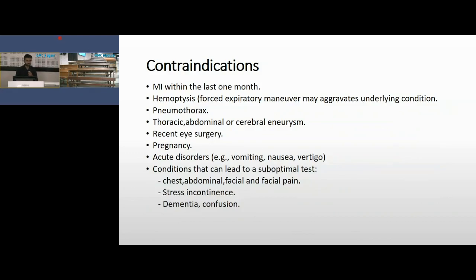Now let us discuss contraindications of spirometry. Myocardial infarction within the last 1 month; hemoptysis, because the forced expiratory maneuver may aggravate the underlying condition; pneumothorax, because spirometry leads to increased positive pressure in the pleural cavity and may worsen the pneumothorax. Thoracic, abdominal or cerebral aneurysm, recent eye surgery like cataract, pregnancy, acute disorders like vomiting, nausea and vertigo, and conditions that can lead to a suboptimal test, like chest pain, abdominal or facial pain, stress incontinence, and a patient with dementia or confusion.